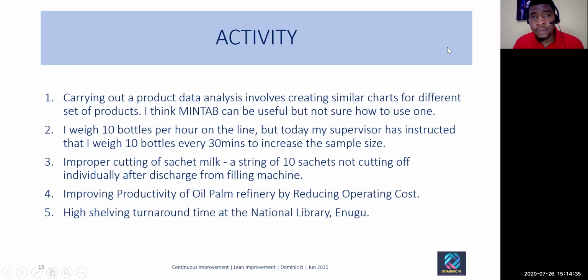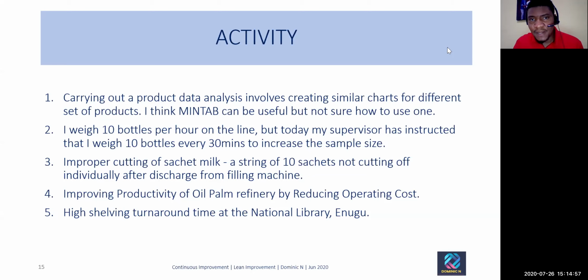Carrying out a product data analysis involving creating similar charts for different sets of products. I think Minitab can be useful, but not sure how to use one. What approach do you think we should use here? Put your answer in the comment section. I would love to go back to see this later.